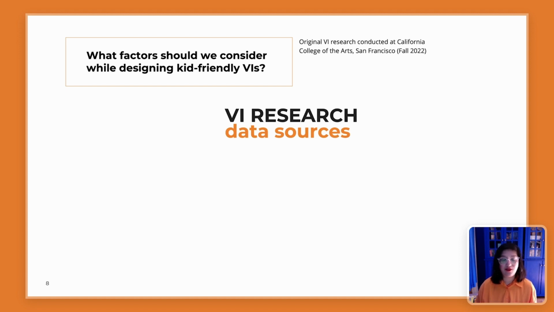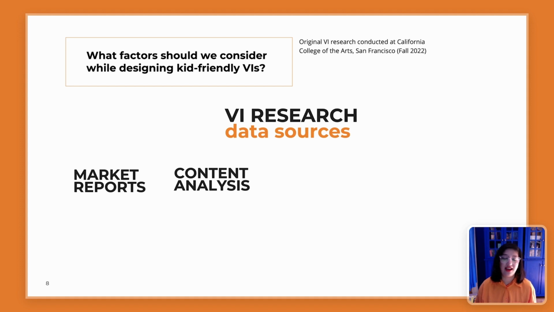I collected data from 5 different sources. I looked at market reports around social media influencer marketing. I looked at the content analysis where I checked out the Instagram accounts of the top most popular virtual influencers and looked for patterns. I interviewed children's media experts and social media experts. I conducted a survey with caregivers of children in the age range of 6 to 10 years old, and I asked them about their social media behaviors.